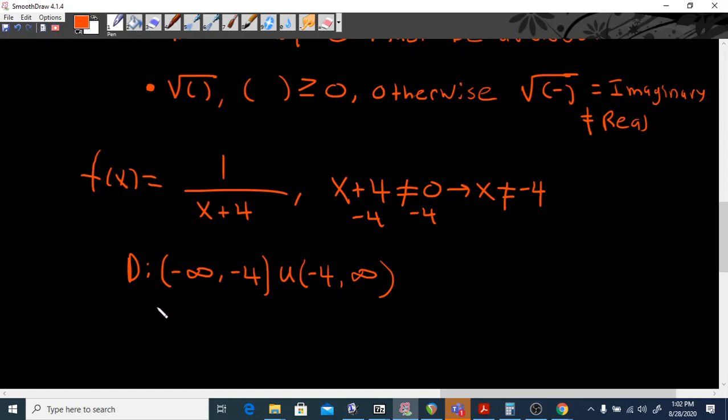I'm not doing set builder notation because this is just about finding domain. This is not about using both notations. And as I said before, in calculus and pre-calculus, we prefer the interval notation whenever we can. So I'm just going to leave it just like this.